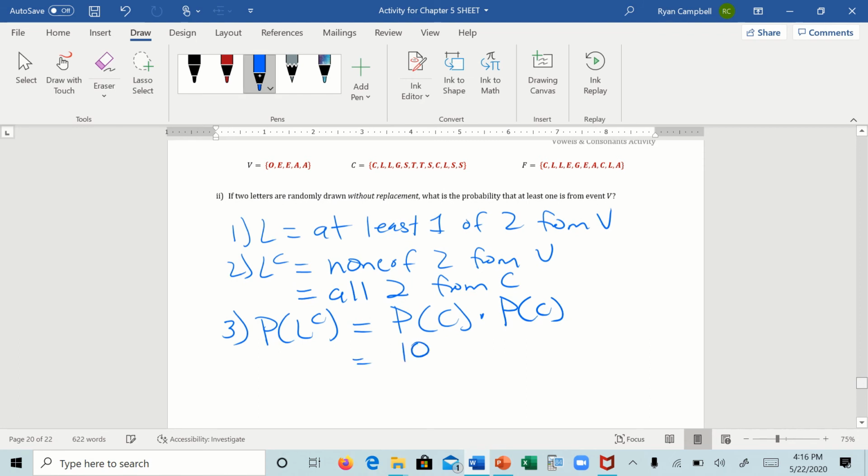So the first one is 10 out of 17 times. Now notice this time it's without replacement. So we have 1 less letter. And since the first one was from a consonant, we have 1 less consonant. So it's going to be 9 out of 16. All right, when we multiply that out, we get 0.330882, blah, blah, blah.